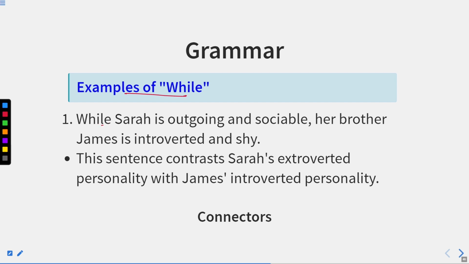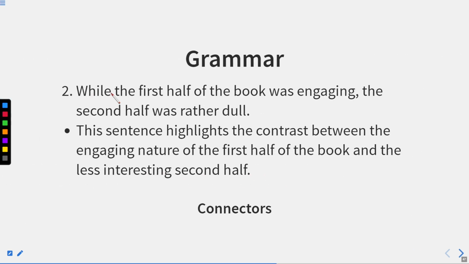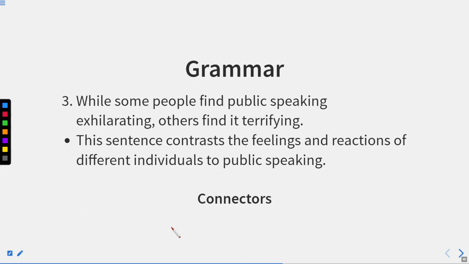Examples of while. While Sarah is outgoing and sociable, her brother James is introverted and shy. The sentence contrasts Sarah's extroverted personality with James' introverted personality. While the first half of the book was engaging, the second half was rather dull. Now, we can also say the first half of the book was engaging, while the second half was rather dull. Basically, we use while in the beginning of the sentence, but we can have it in the middle of the sentence as well.